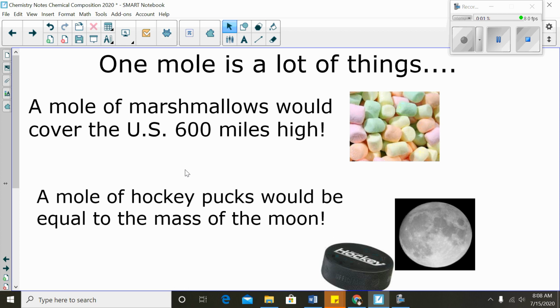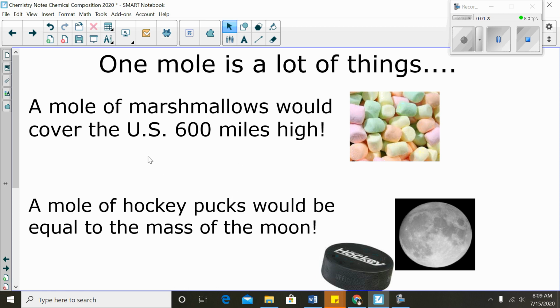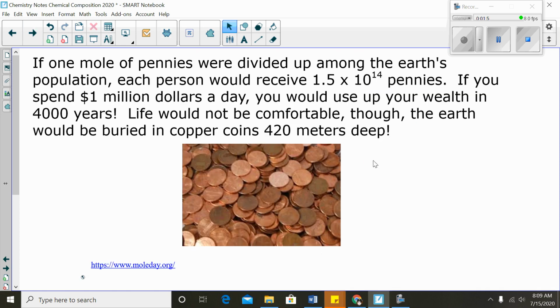So what exactly is a mole? Well, 1 mole is a lot of things. And to help you understand the magnitude of this number, just how big it really is, I think these comparisons will help. So if you had 1 mole, or 6.02 times 10 to the 23rd marshmallows, that would cover the United States 600 miles high. So that's a lot. If you had a mole of hockey pucks, that would be equal to the mass of the moon. But maybe this money reference will be the best way to help you understand this.